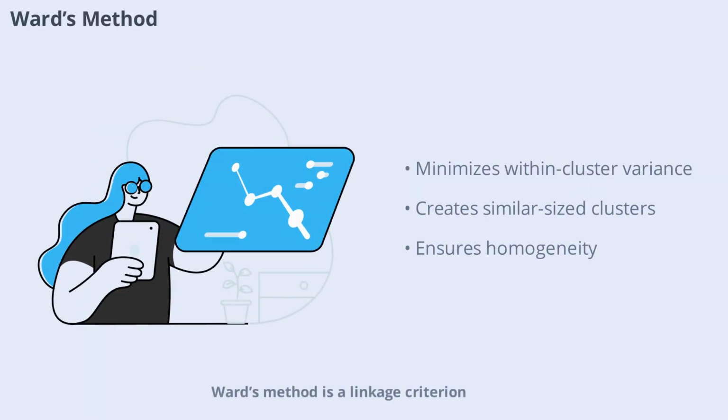Ward's method is a linkage criterion that minimizes the total within cluster variance. At each step, it merges the pair of clusters that leads to the smallest increase in total variance. This approach often results in clusters that are similar in size and shape, making it a favorite for many data scientists. Ward's method is especially useful when you want to ensure that your clusters are as homogeneous as possible.